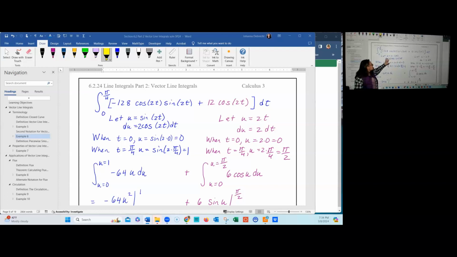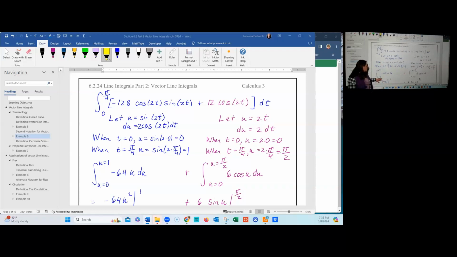For the one on the left, I went ahead and did a u substitution where I let u be sine of 2t. Then using the chain rule, I found that du is 2 cosine of 2t dt. I borrowed a 2 from the negative 128, which left it at negative 64. Then I substituted the limits of integration. When t equals 0, the sine of 2 times 0 is still 0. When t equals pi over 4, we have the sine of 2 times pi over 4, which is pi over 2, and sine of pi over 2 is 1.